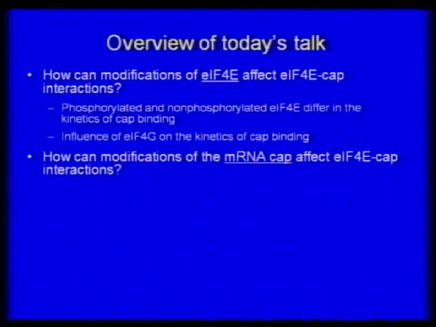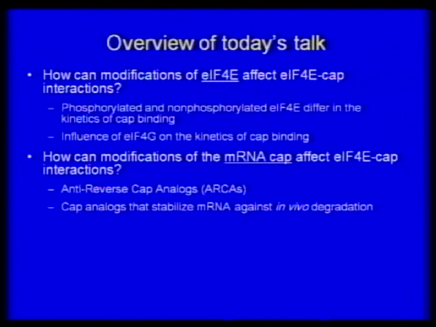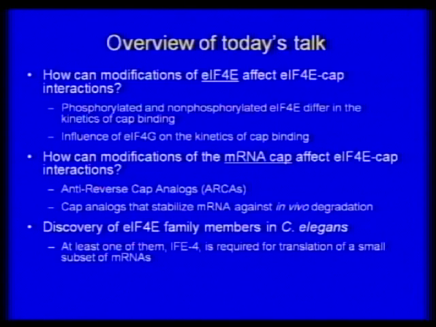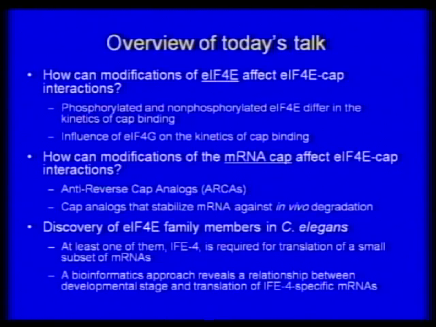Then turning the tables, how does changing the mRNA cap affect this interaction? I want to talk about something called anti-reverse cap analogs and also analogs that can prevent mRNA degradation. And then in a whole organism, we have been studying 4Es, and I'll talk about one particular one, a family member of 4E in C. elegans that has specificity for one class of messenger RNAs, and then how we've been using bioinformatics to study how this process occurs.